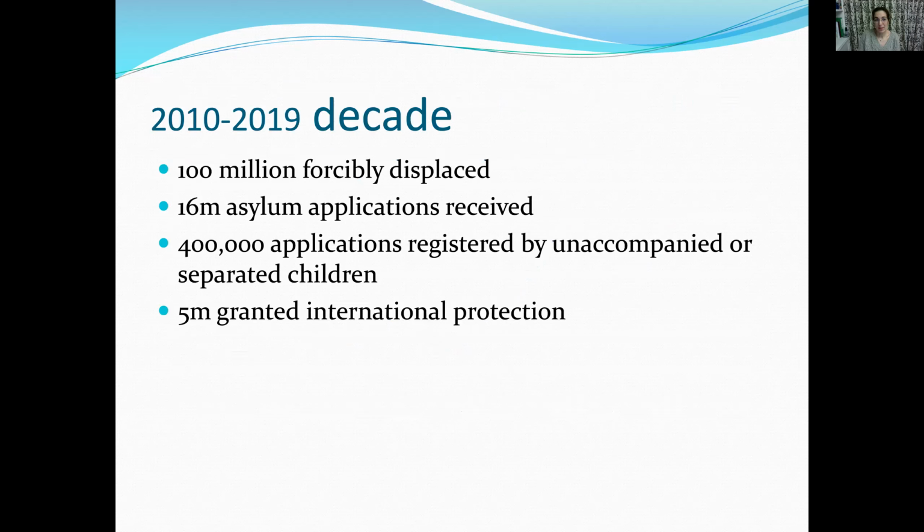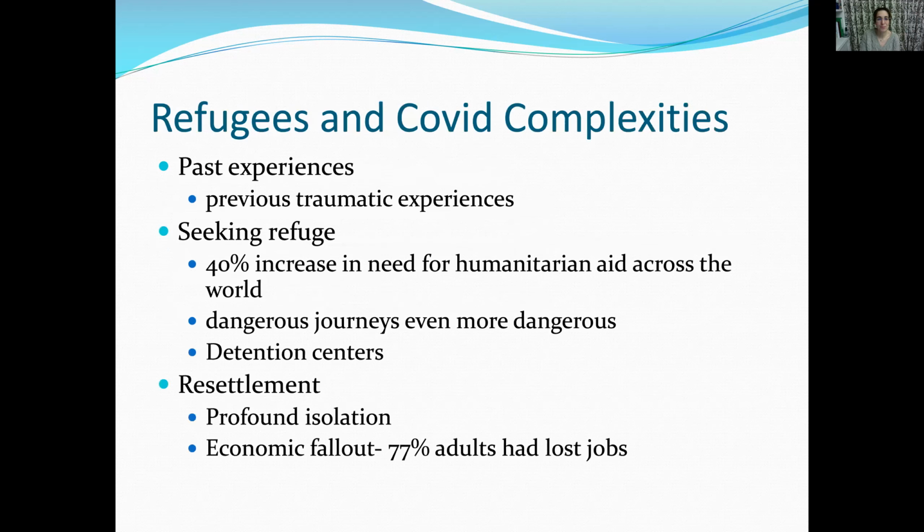The decade of 2010 to 2019 had 100 million people forcibly displaced, but only a very small number of asylum applications received, 16 million, which shows that the majority of those displaced are either moving within their country of origin, called internally displaced, or to neighbouring countries. So a very, very small number do end up in high income nations. And very concerning numbers of unaccompanied minors are in that group.